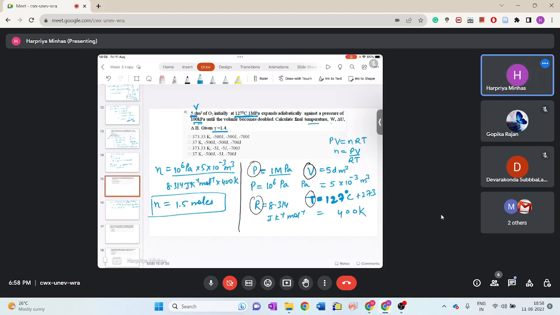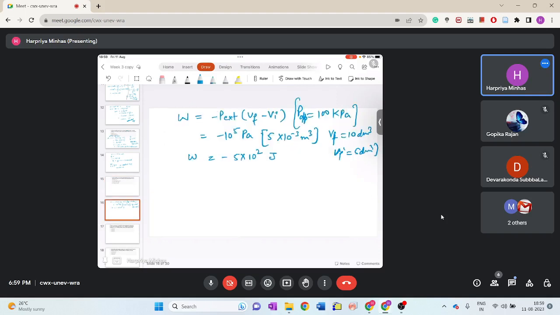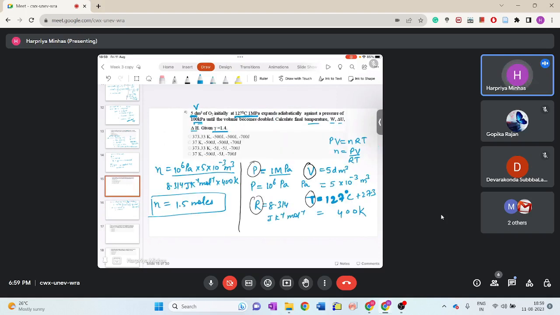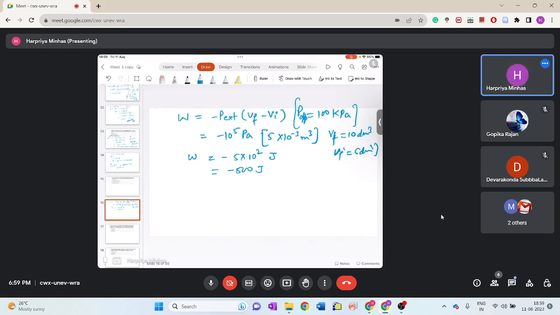Calculate temperature. So we got the work as 500 joule, that is option A, option B and option C. So now calculating the TF, for that we are using this formula. So this is the mole that we get.